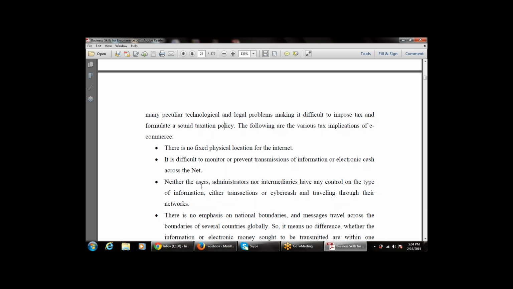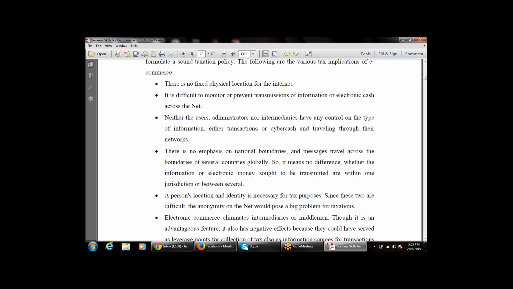Next point says it is difficult to monitor or prevent transmission of information or electronic cash across the net. That is, it is difficult to monitor and prevent the transactions of information. It is not possible to make a record of each and every transaction because there are so many transactions made online. Neither the user, nor the admin, nor the intermediary has control on the type of information, either transaction or cyber cash, traveling through the network.